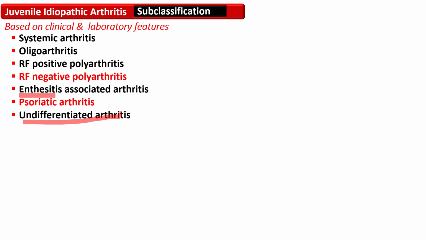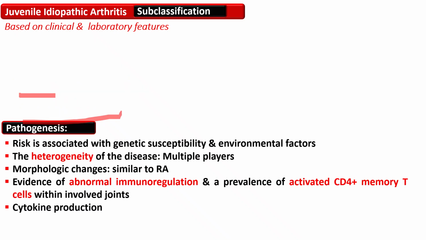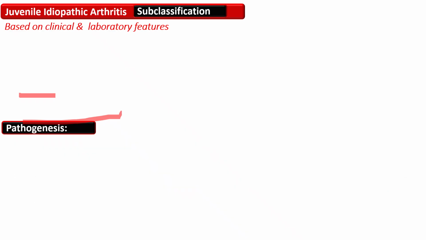The risk is associated with genetic susceptibility and other environmental factors, as we have seen that the disease is heterogeneous, and this indicates that many factors play their role in the causation of the disease. Morphological features are similar to rheumatoid arthritis, and there is significant evidence of abnormal immunoregulation and prevalence of activated CD4 memory T cells in the joint. Cytokine production is prominent, and it is the basic phenomenon which drives this process.